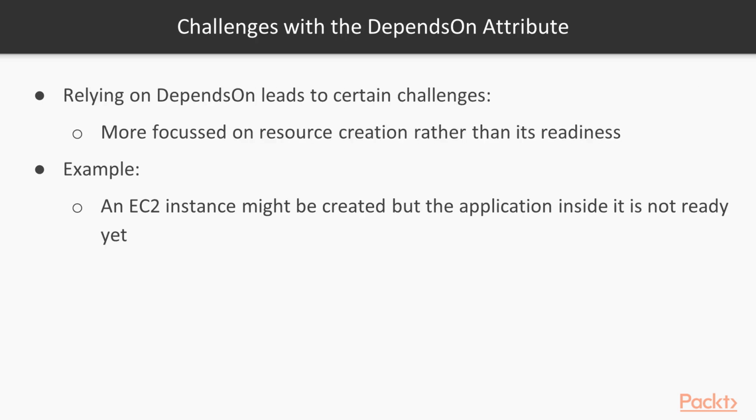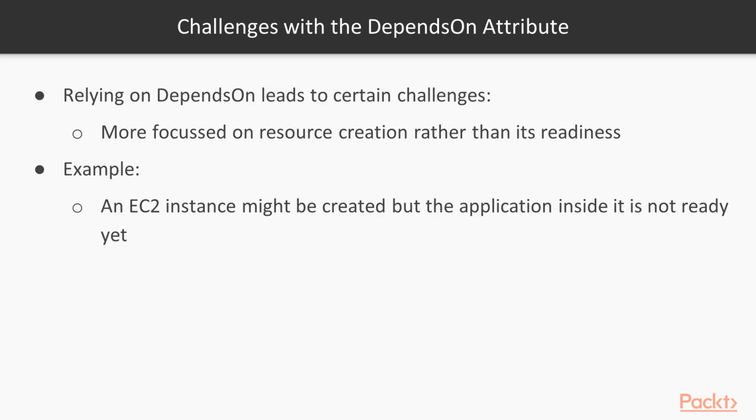One of the major challenges of the DependsOn attribute is that it is more focused on the resource creation than its readiness. One simple example that we can give is that the EC2 instance might be created, but the application inside it is not ready yet. So this is a classic example. Let's assume that you have an EC2 instance which is created and the 2/2 checks have passed. The DependsOn attribute will assume that everything is ready and then it will go ahead and launch all the subordinate resources which have the DependsOn attribute for that EC2 instance.